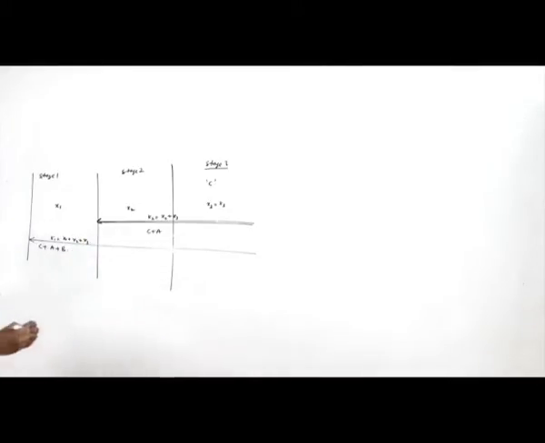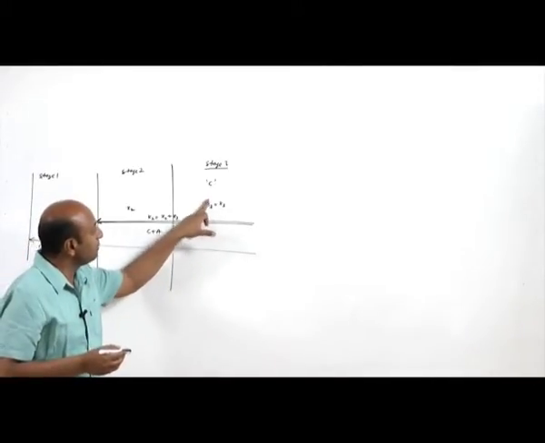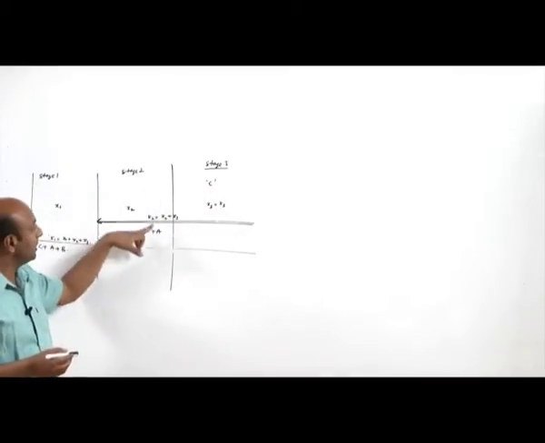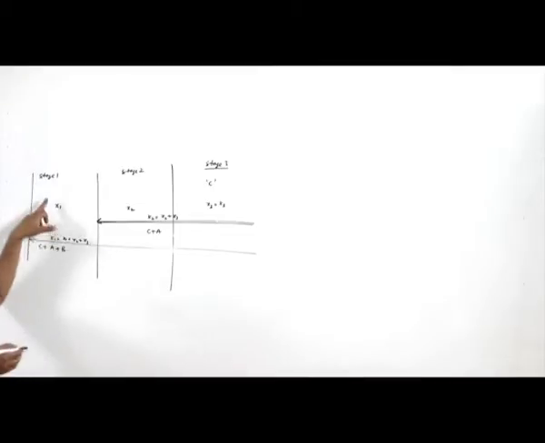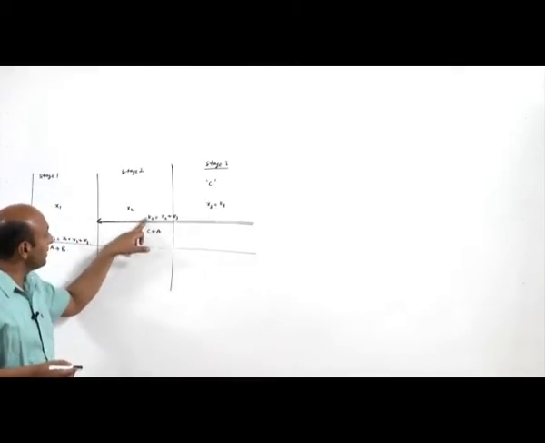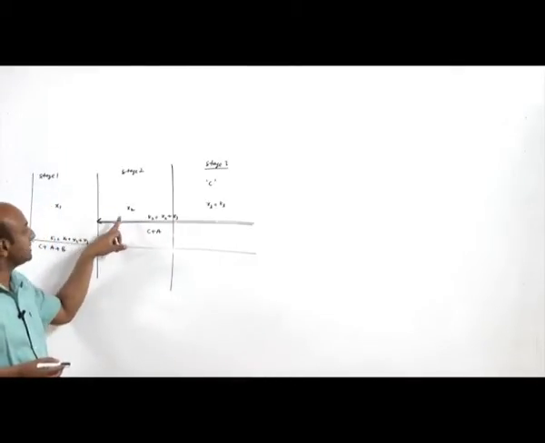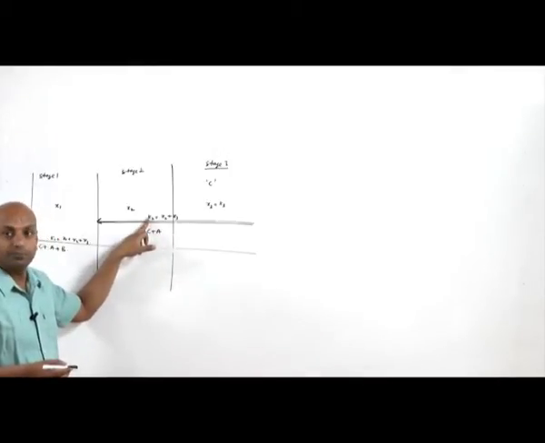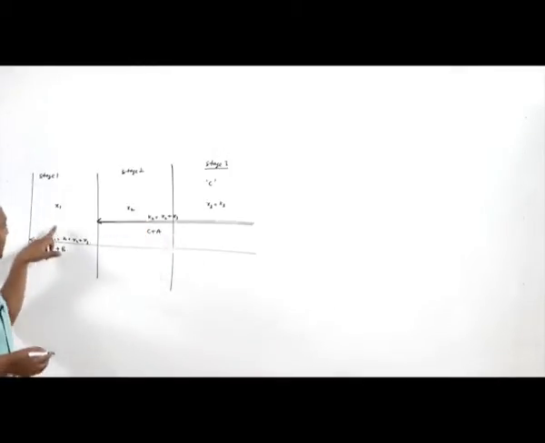You see, X3 means the allocation to plant C only, X1 means allocation to plant A only, and X2 means allocation to plant B only. But K3 means up to stage 3, K2 means up to stage 2, that is C and A. C and A collectively will be K2. And K1 means up to stage 1, that is C, A and B.